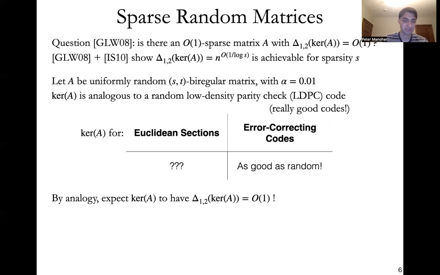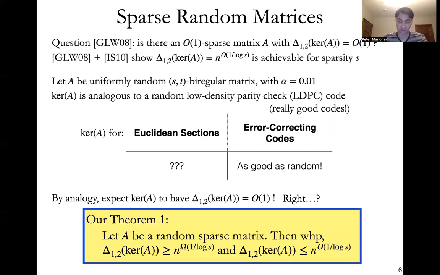And so by this analogy from error correcting codes to L2 spread subspaces or Euclidean sections, we might expect the kernel of A to have constant distortion, right? If the analogy is going to hold, this should happen. It should be almost as good as a random matrix A. But in fact, we show that this is not the case, somewhat surprisingly. So this is our first theorem.